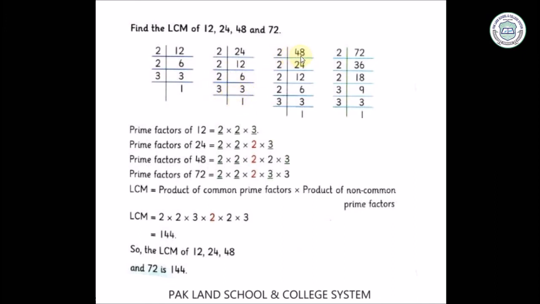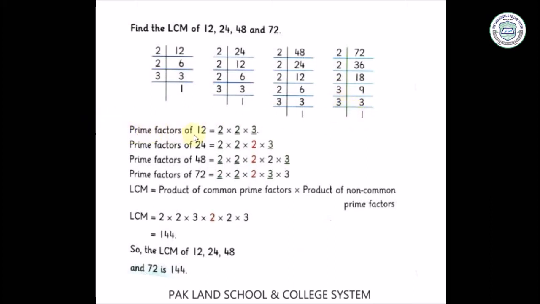Now 48 divided by 2 gives us 24. 24 divided by 2 gives us 12. 12 divided by 2 gives us 6. 6 divided by 2 gives us 3. And 3 divided by 3 gives us 1. Last one we have 72. 72 divided by 2 gives us 36. 36 divided by 2 gives us 18. 18 divided by 2 gives us 9. 9 divided by 3 gives us 3. 3 divided by 3 gives us 1.